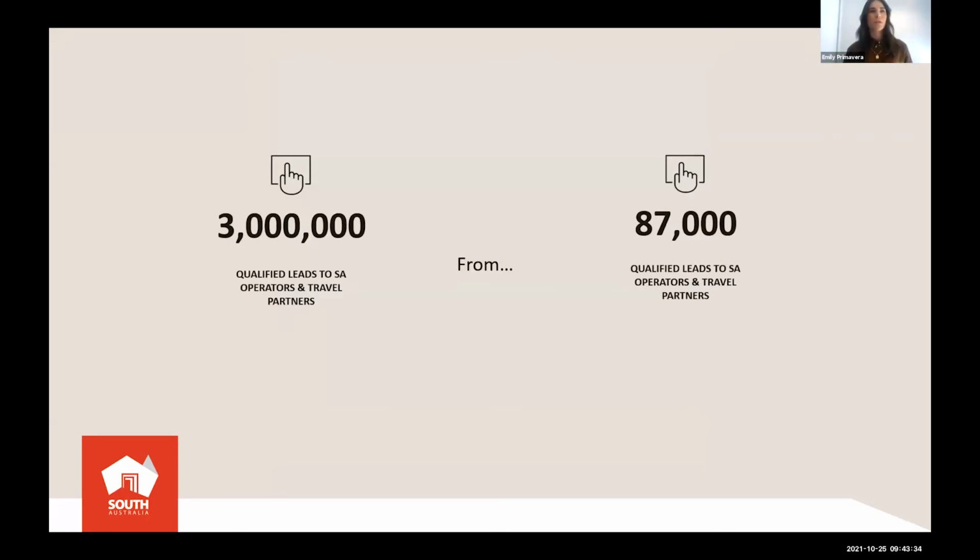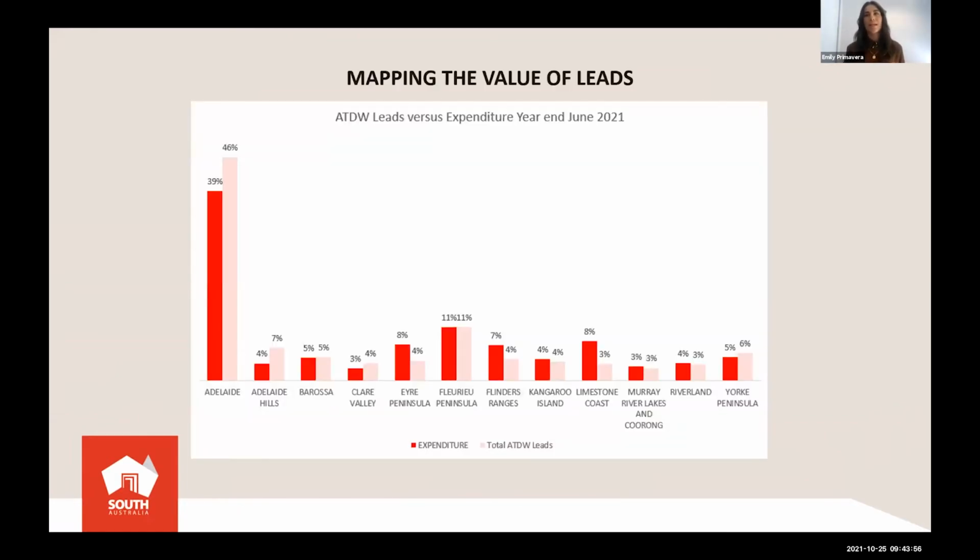Since we started tracking leads back in financial year 2016-17, we saw in a whole year 87,000 leads to tourism businesses. Now, in the last financial year, we actually saw that we generated over 3 million leads to tourism businesses in the full year. So that's a massive result. But what's really important for us is to understand that these leads actually do correlate to tourism expenditure. So we know that when we're optimizing our media and our on-site activity to generate leads to tourism businesses, that actually does correlate to people spending money and booking holidays and traveling across our tourism regions in South Australia.